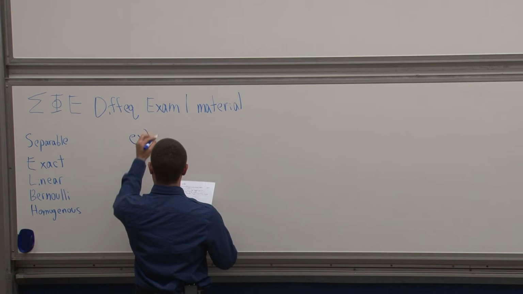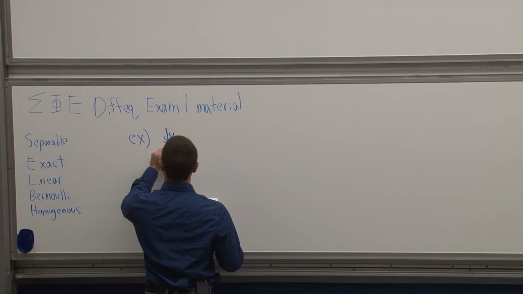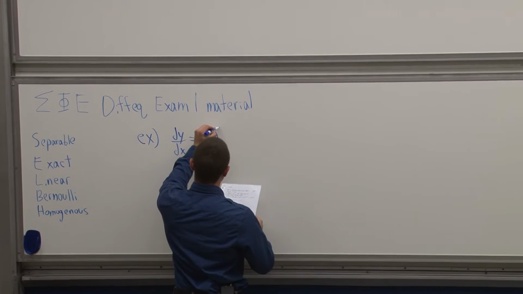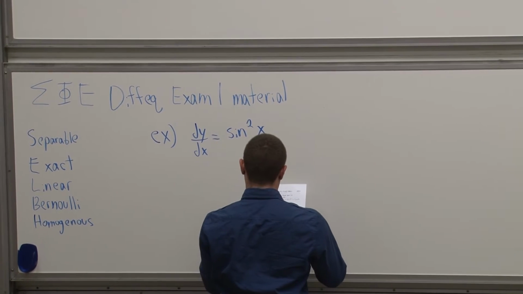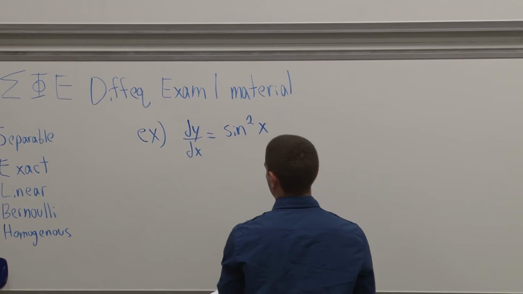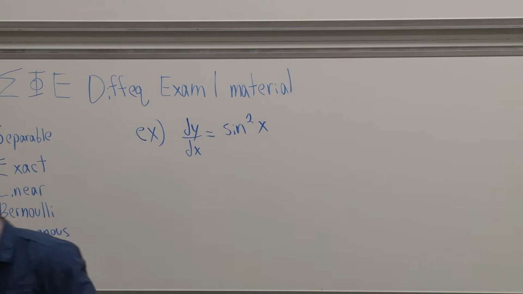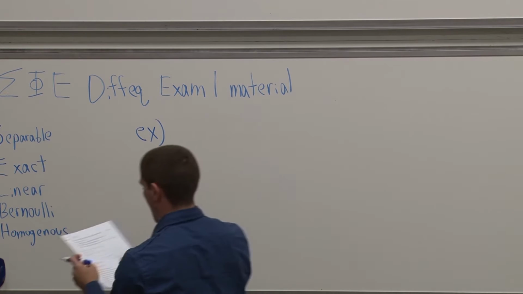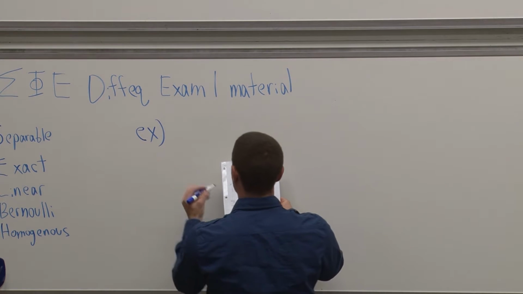All right, so we're going to have dy dx equals sine squared x. I don't know if that's a good idea. I don't want to integrate that. I didn't do that example out. I just have it here. I'm like, why did I write that? All right, this is better.